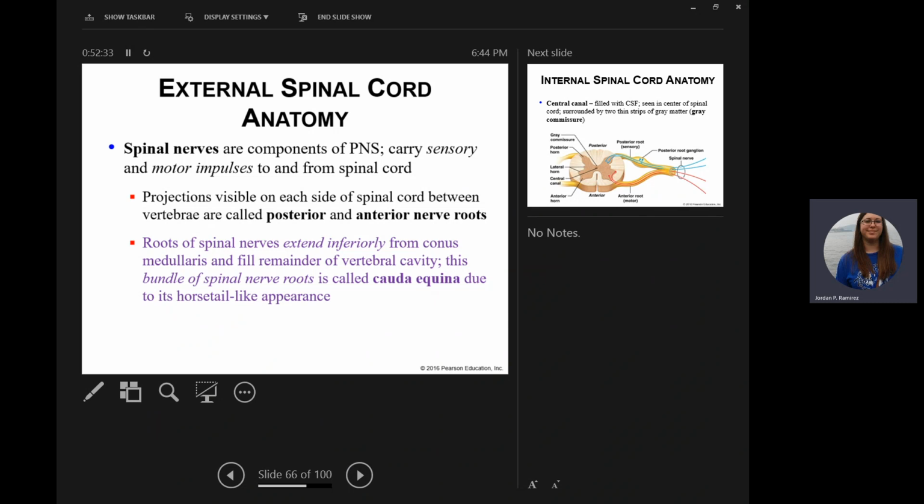Again, the conus medullaris is that cone-shaped termination of the spinal cord. The cauda equina is those projections of nerves coming off of that. I would highlight conus medullaris and highlight the cauda equina. I would highlight those two. So conus medullaris here, the cone-shaped termination of the spinal cord, and the cauda equina, that kind of horsetail appearance of nerves popping off the conus medullaris.